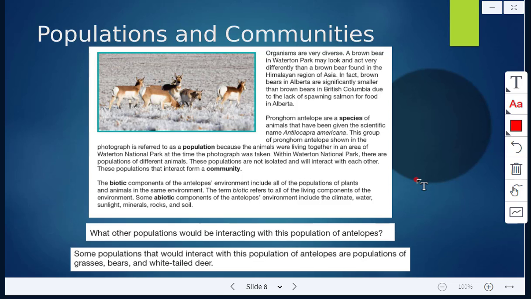Biotic components are all the plants and animals, all the living components, and the abiotic components are all the non-living components like climate, water, sunlight, minerals, rocks, and soil. All right, question down here: what other populations would be interacting with this population of antelopes? Some examples could be the grasses or the plants that they're eating, and then some other populations in that same area such as bears and white-tailed deer.